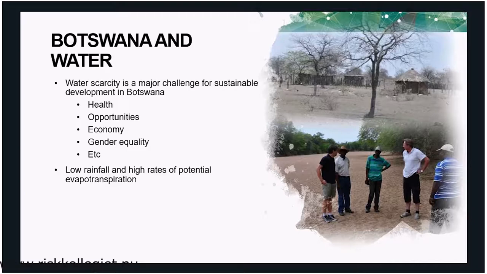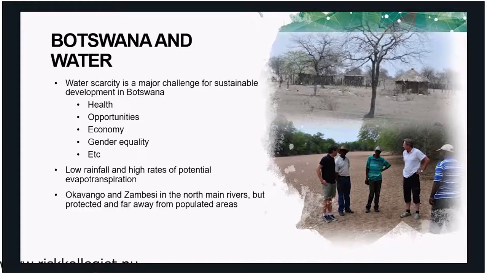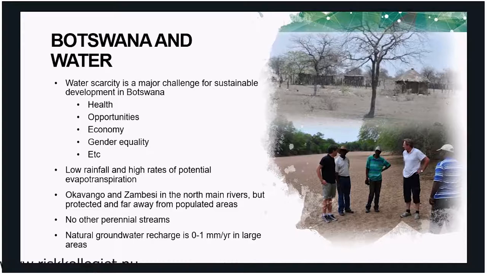And the situation is low rainfall and high rates of potential evapotranspiration. That means total transpiration. There are some rivers in the north, but they're so far away from where people live that it's not possible to transfer water from those areas. And there are no other perennial streams. The natural groundwater recharge is 0 to 1 millimeter per year, and the potential evapotranspiration is 2,800 millimeters per year. So they lose about 70% of all the water that they collect in dams.